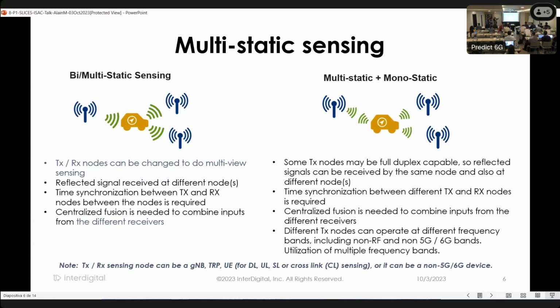And of course, we can have a hybrid of monostatic and multistatic coming together. So that adds significant complexity further on time synchronization, the fusion side, and the like. So I really wanted to keep it really high level. But the main takeaway is that this sensing capability is transforming the network and the device into something like a radar, with a wide plethora of radar usage scenarios.